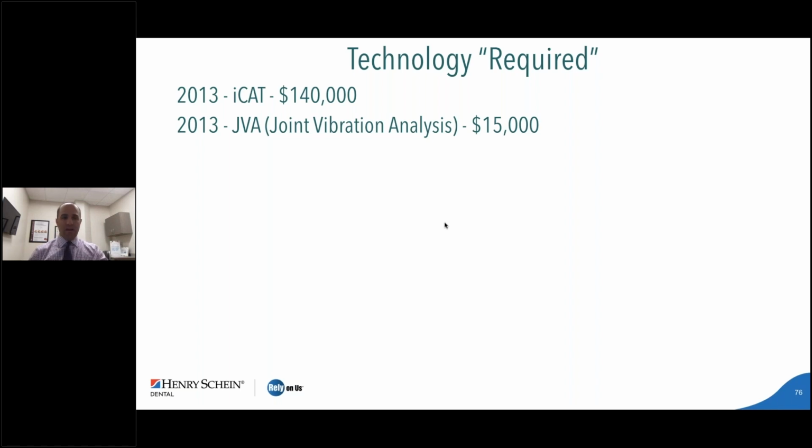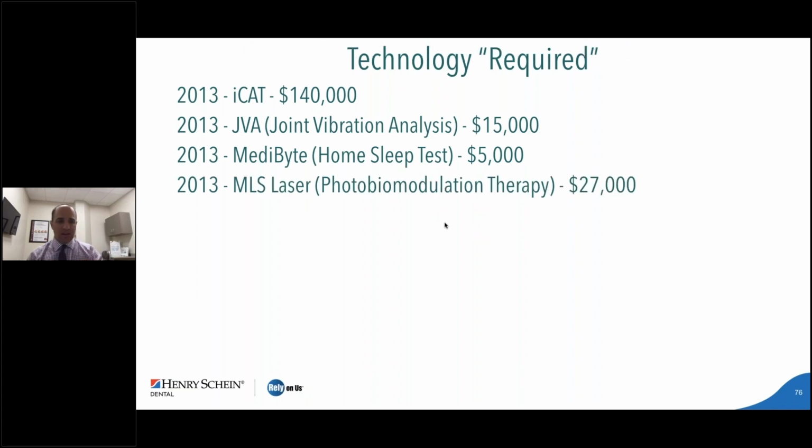But we bought an iCat and a joint vibration analysis that measures the friction inside the jaw joint. And then we bought a Metabite, a home sleep test unit. Now the way we use the home sleep test unit is just for interim tests. We don't do diagnostic tests with them, just interim to test the efficacy of the appliances. And then we bought a laser, which I have in the corner of the room there with our 3-shape trios. So the laser is photobiomodulation therapy to help with pain.